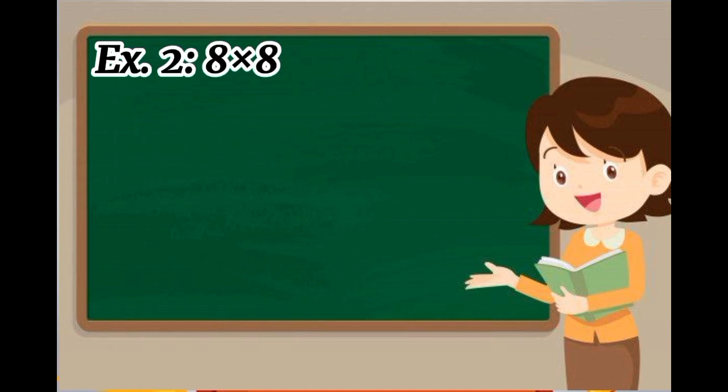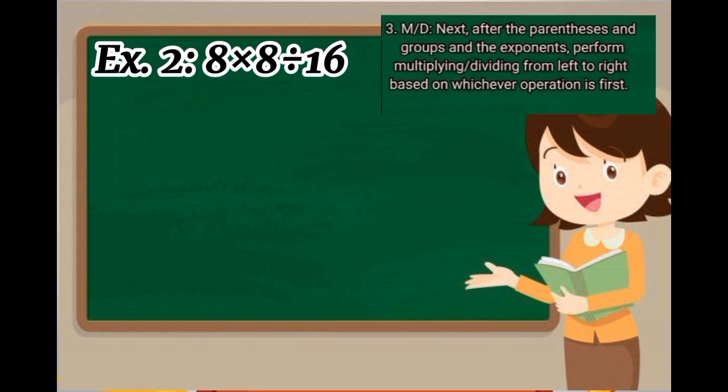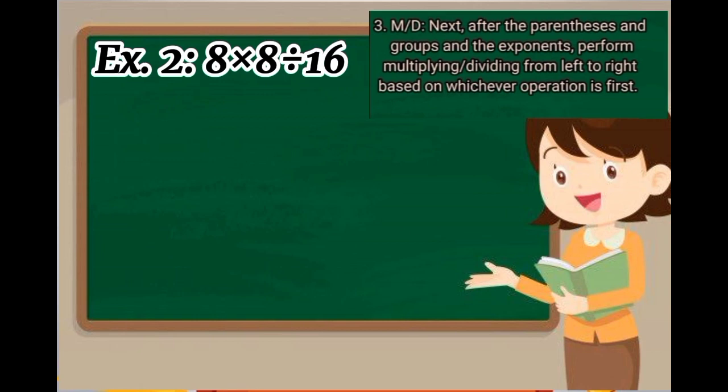So the next example is 8 times 8 divided by 16. In this example, we are now going to apply the important sub-rules of PHEMDAS Rule. Notice that there are only two operations in this math example, which is the multiplication and division. Before we move forward, let's revisit the sub-rule number 3, which is, after the parentheses and groups and exponents, perform multiplying or dividing from left to right based on whichever operation is first.